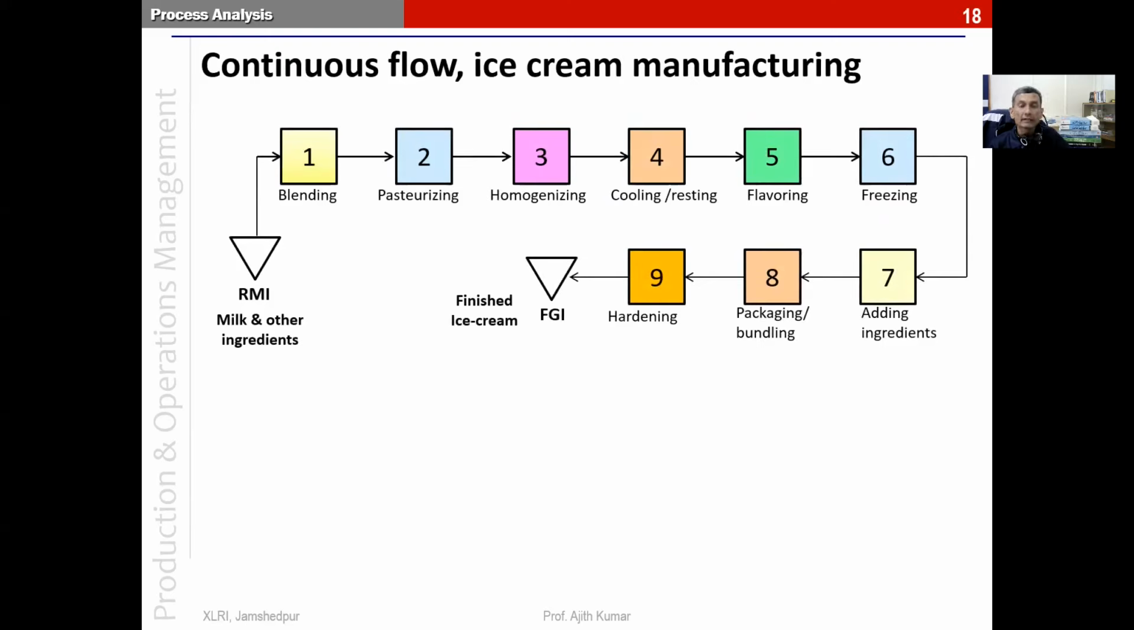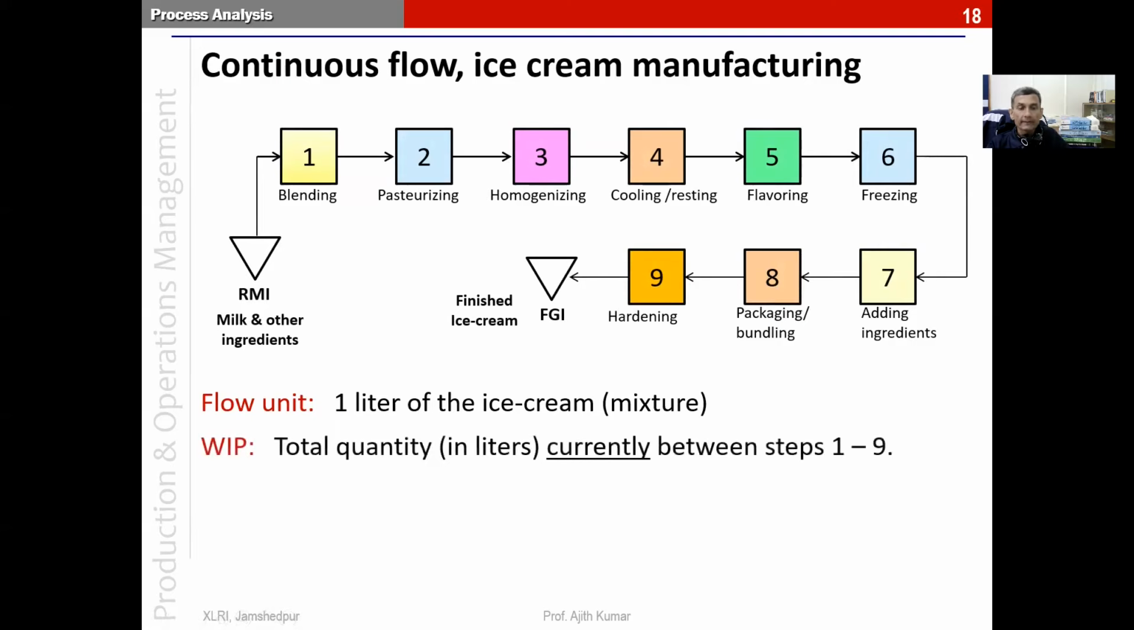For example, this is an ice cream manufacturing process, which is a continuous flow process. You can see here milk and other ingredients, they flow into the process at the blending stage, which is stage one, and they go through the 9 stages or steps one after the other. The flow goes through all these steps and comes out as finished ice cream. So here, the flow unit can be taken to be, for example, 1 liter of the ice cream or 1 kilogram of the ice cream as we find convenient.